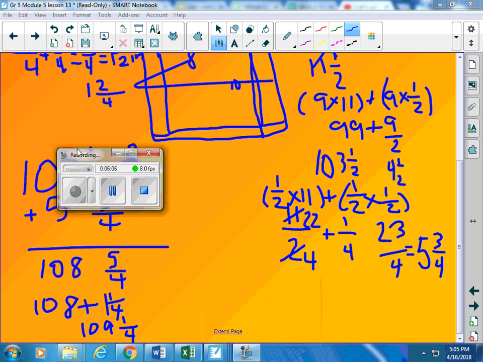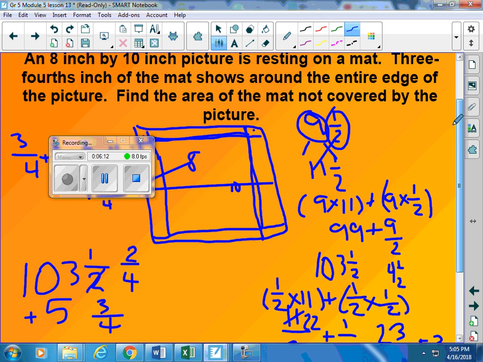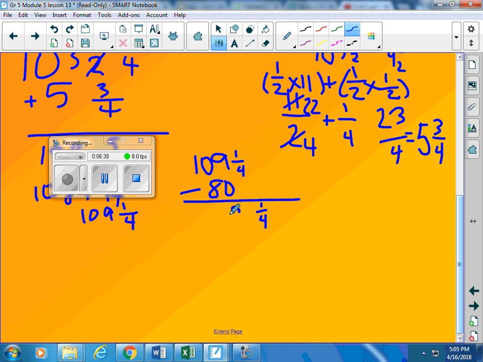That's the area. Now I'm going to subtract the picture. So if I come back up here and I look, the picture is an 8 by 10. So that's just 80. So if I take 109 1/4 and I take away 80, well, 1/4 take away 0 is still 1/4. 9 take away 0 equals 9. 10 take away 8 equals 2, I'm sorry. So my answer is 29 1/4 inches squared.